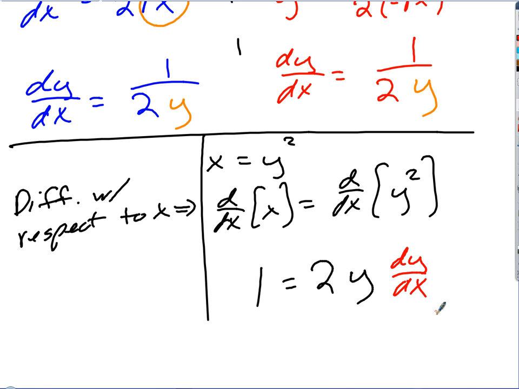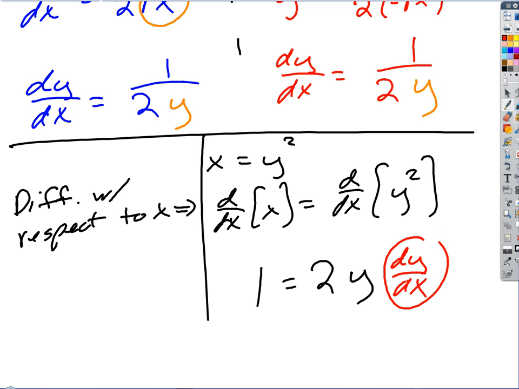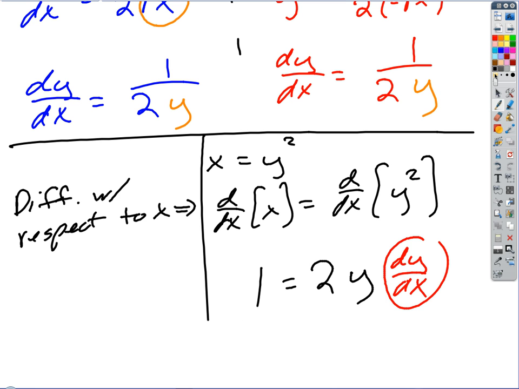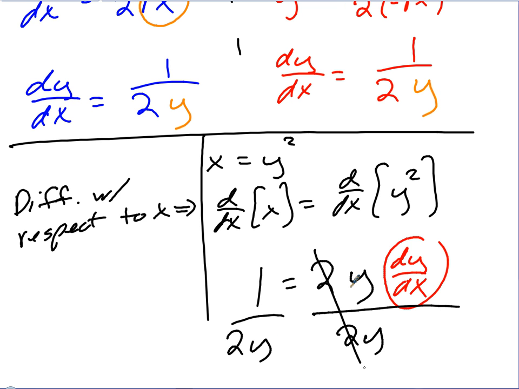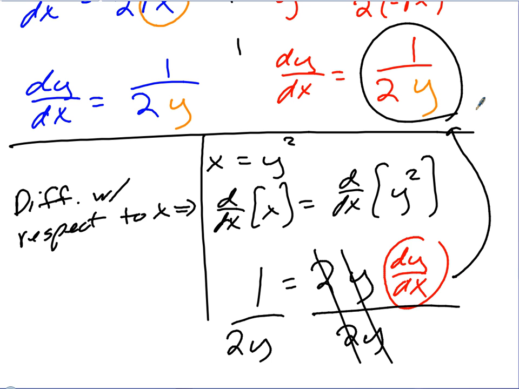Oh, okay, right. So if I just want to isolate this, I've got to divide both sides through. Divide both sides by 2y. That's all I'm doing, just algebraically getting that derivative by itself. And I end up with that. Okay? So you see how that might be useful.